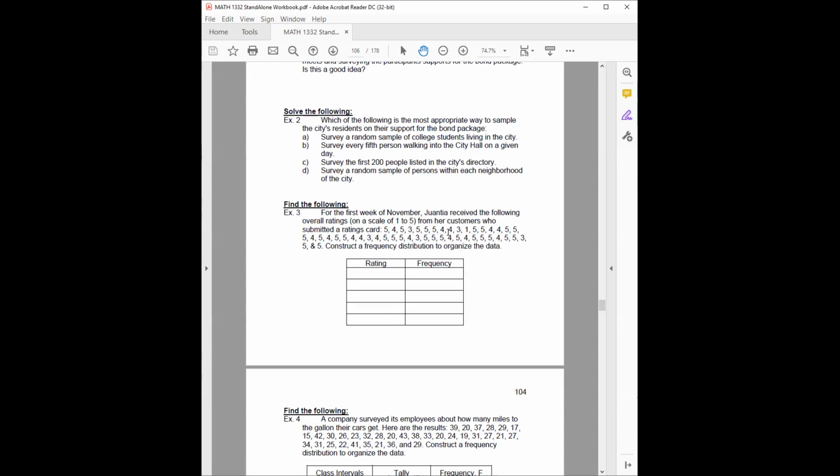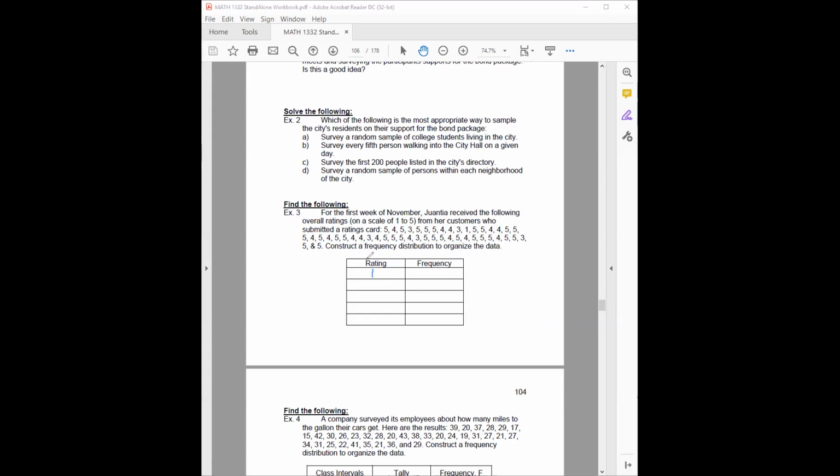So we're still in the statistics section. For the first week of November, Juanita received the following scale of 1 through 5 from her customers. So these are rating cards. They were rating her, maybe it's a restaurant or something. I don't know what it is. She has customer data. So let's go in order.